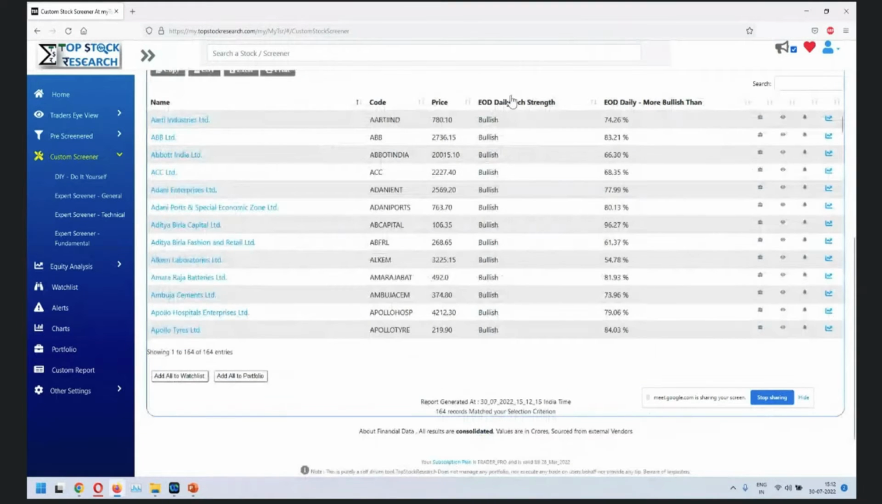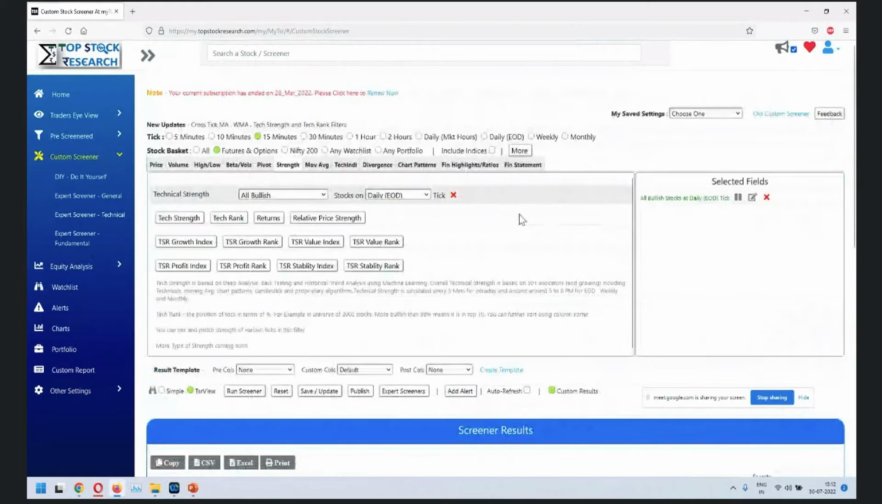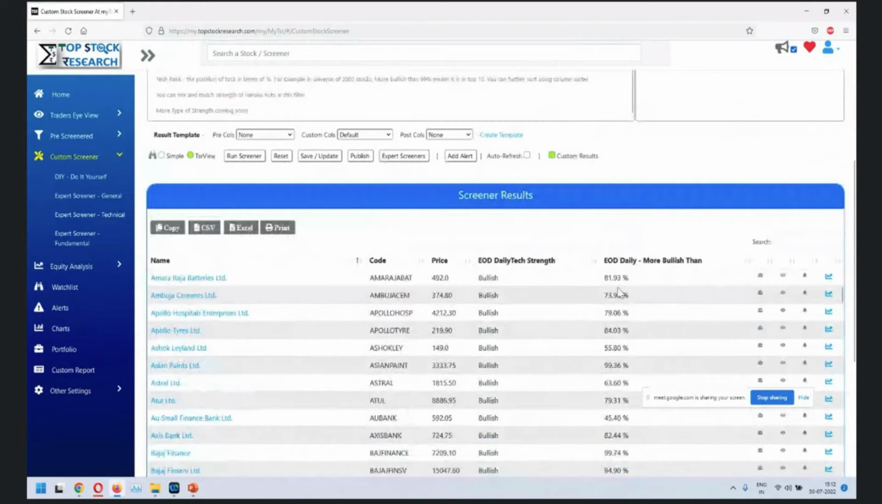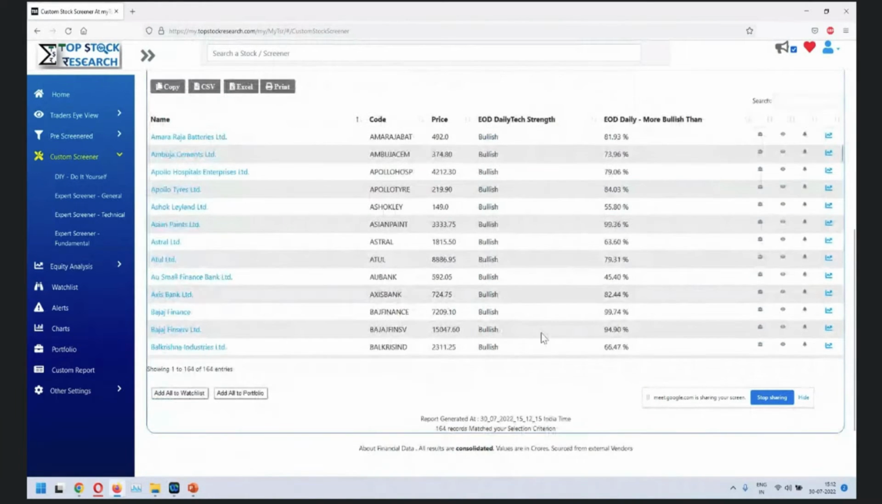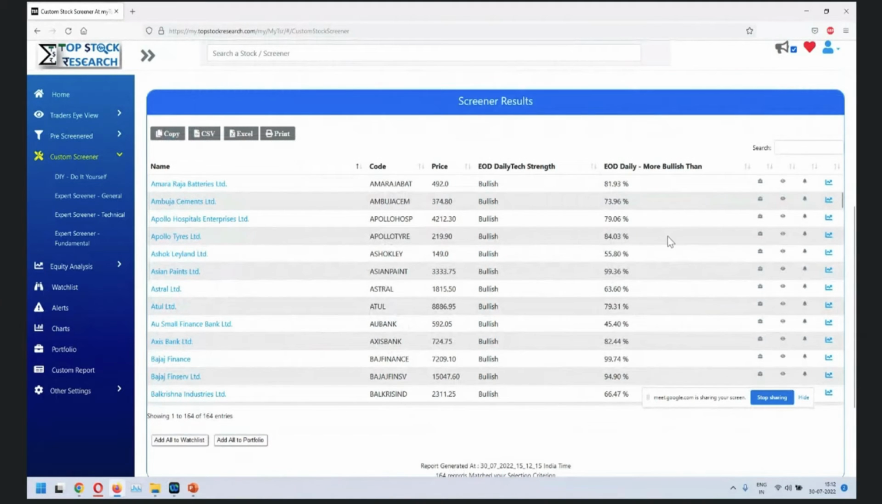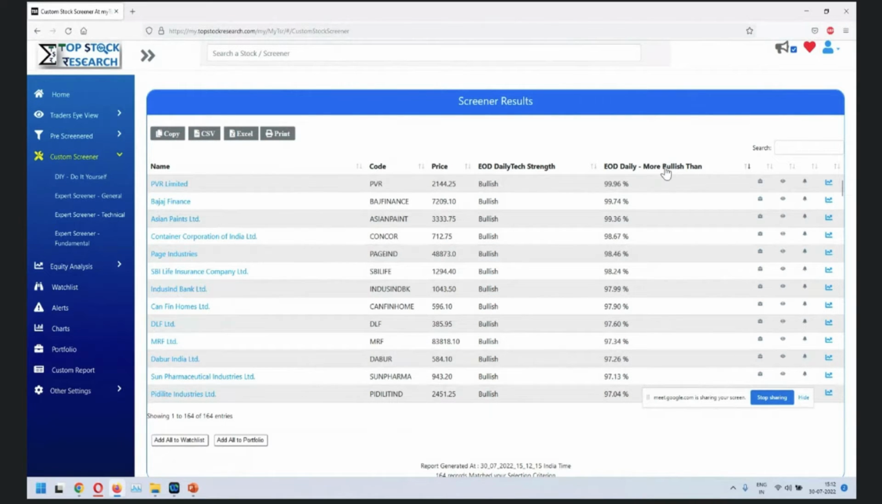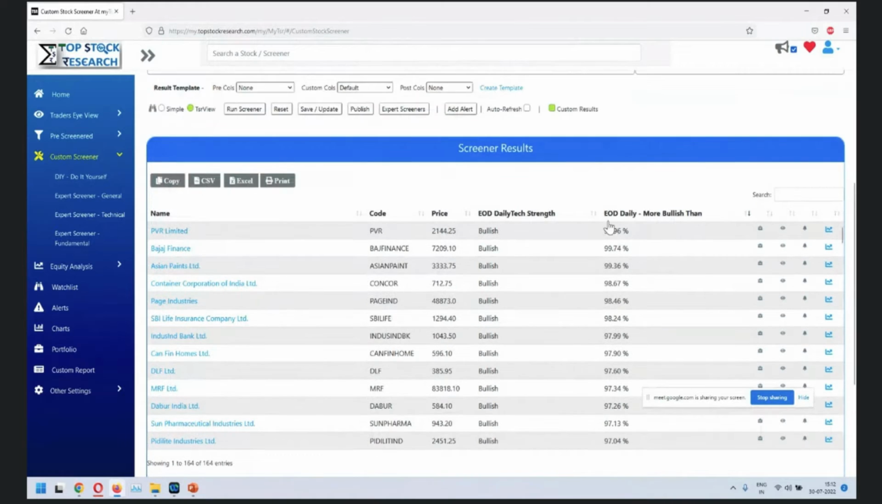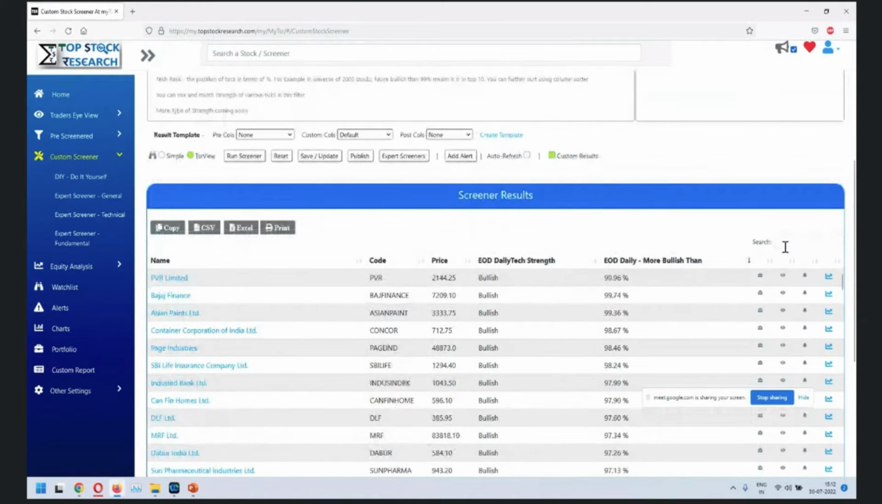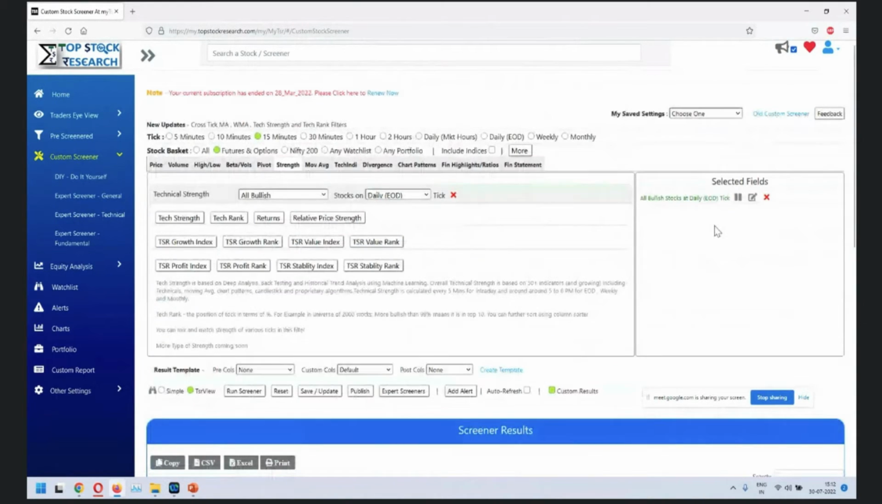So it will find all bullish stocks. Right now, if you want to, this will show you all bullish stocks. Now if you want to see which is even more bullish than others, these are the stocks which are the most bullish in this criteria. So PVR looks like the most bullish stock in 15 minutes.